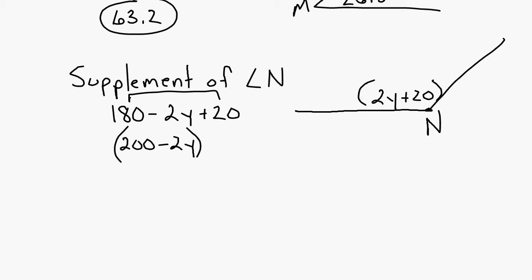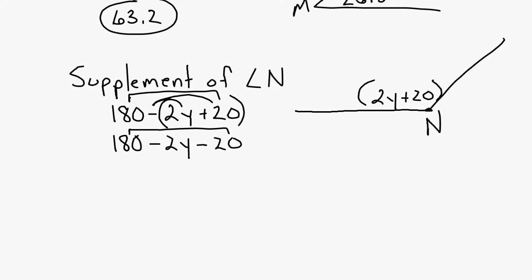You know why? Because I didn't put this in parentheses. So erase this right here. Do you guys see that negative in front of the parentheses? That's like a negative 1, so it's got to be distributed. So what this really becomes is 180 minus 2y minus 20, doesn't it? So now when you combine like terms, your 180 minus 20 is 160 minus 2y. Thank you.